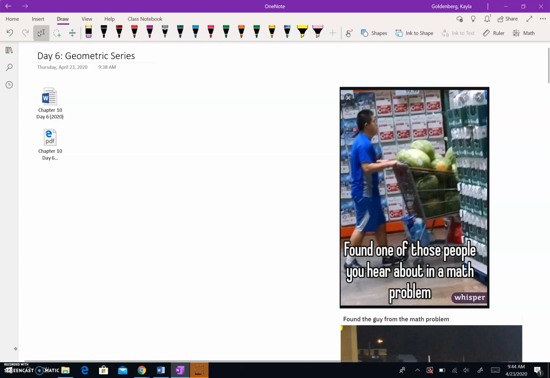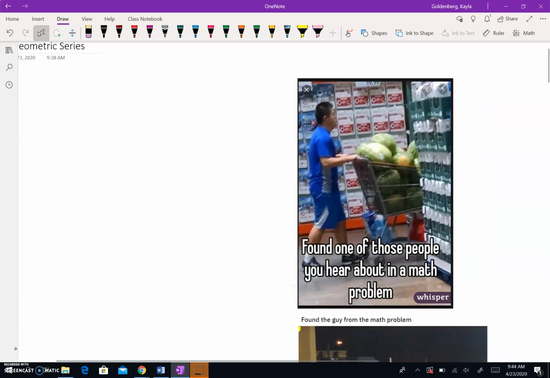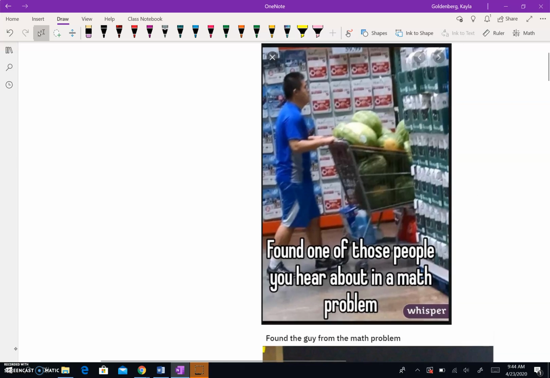Today we're looking at adding together the different numbers in a geometric sequence. Remember, if I'm doing a sum, a fancy name for that is a series, so we're going to be using that word. Now before we do that stuff, let's look at a couple math memes of the day.